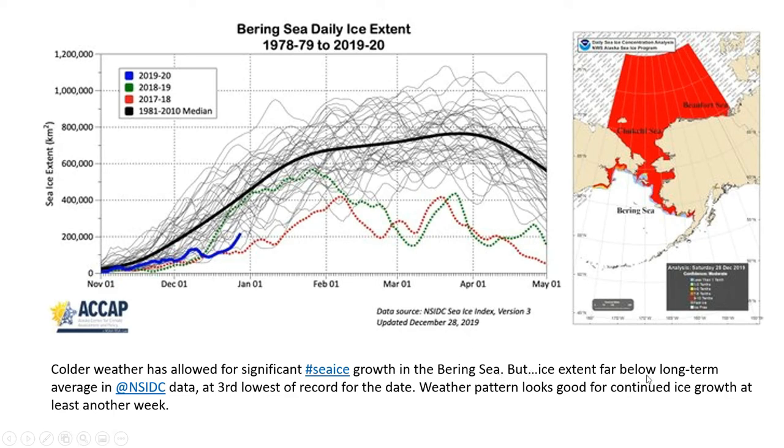Ice extent is far below the long-term average, third lowest of record for the date. Weather pattern looks good for continued ice growth at least another week. That's because of those cold temperatures that were in January. And this was updated December 28, 2019. It was cool at that point, but the temperatures really hadn't started to decrease significantly. There were some cool spots around that time, around Christmas. But January definitely cooled down.